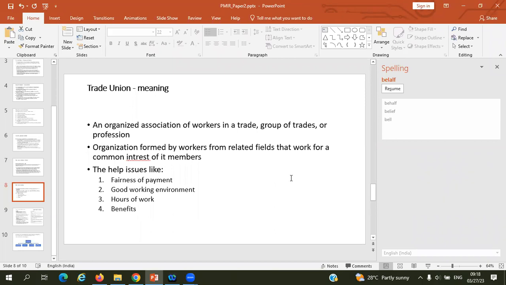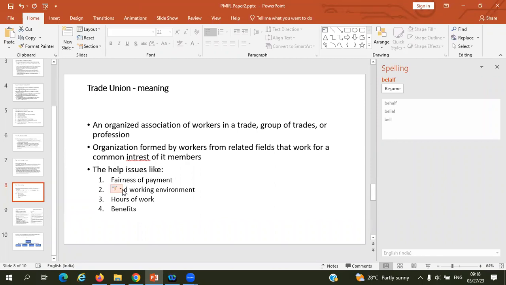Suppose a person is working and has an accident, or his leg or hand is broken, who will help? Who will fight for that person? If you don't have a trade union, if you don't have the required team members fighting for that. So that is one main concern and main help from the trade union.